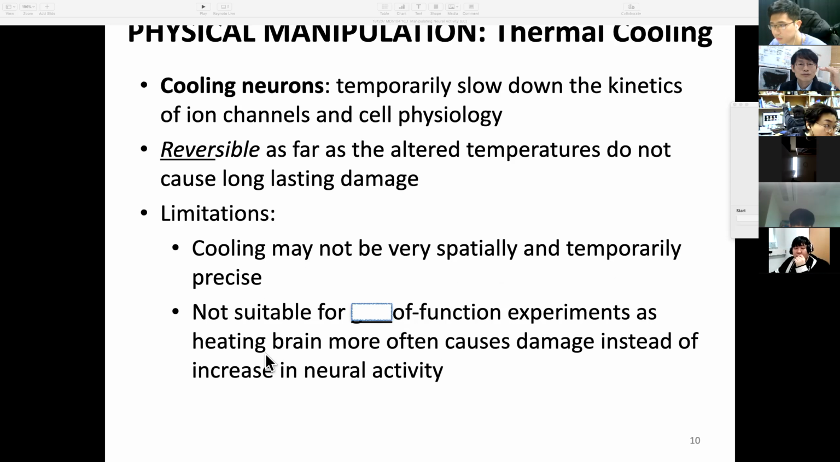So loss of function may be good, but gain of function is another thing to consider, because you can heat up so that it may increase neural activity, but the problem is it can often cause damage if you increase the temperature too high. So this may not be good for gain of function experiments.